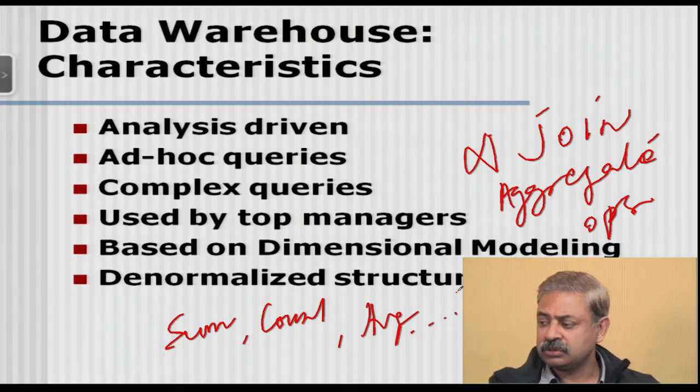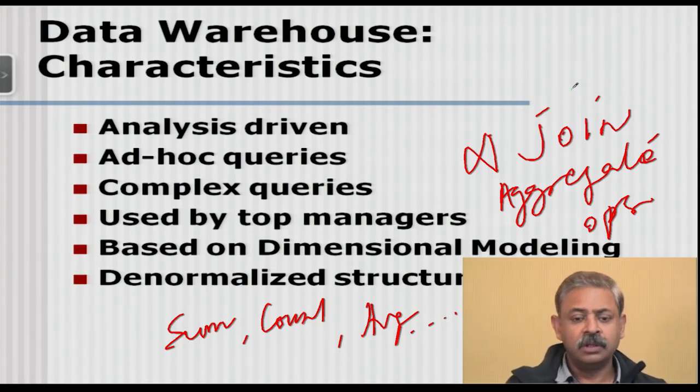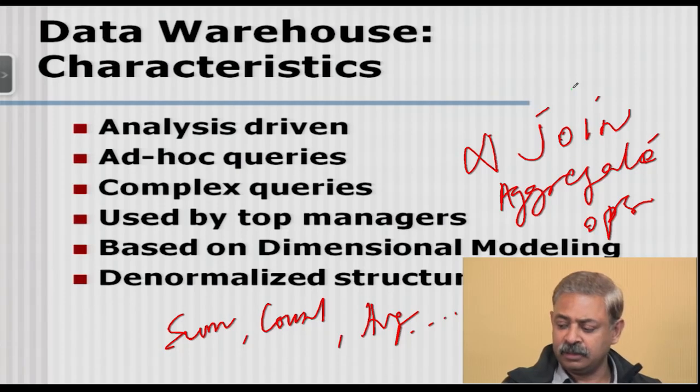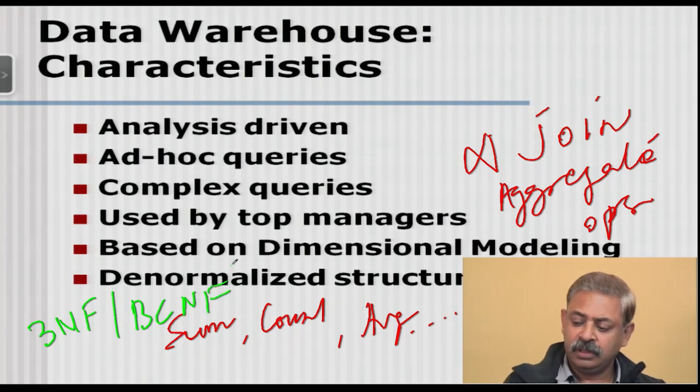And the structures are typically denormalized, so I'll use a different color. Red doesn't look nice. So, denormalized structures. If you have designed an OLTP system earlier, you would have definitely done a lot of normalization of your tables, right? We typically try to do 3NF or Boyce-Codd normal form, so that you minimize redundancy as much as possible, and by doing so, you make the updates faster.